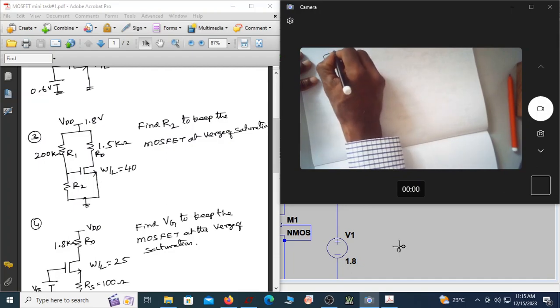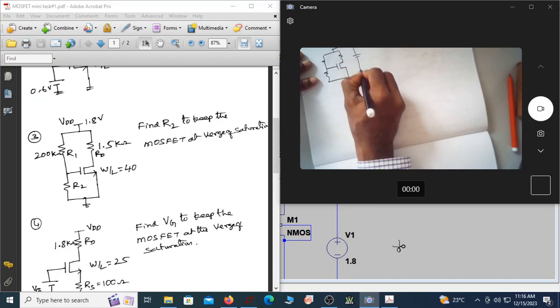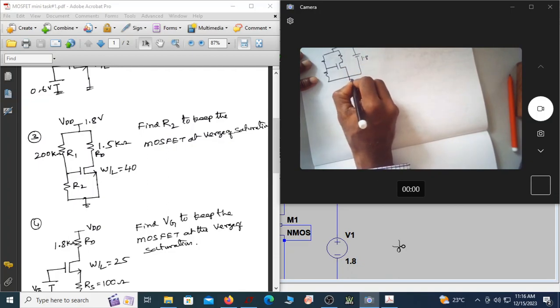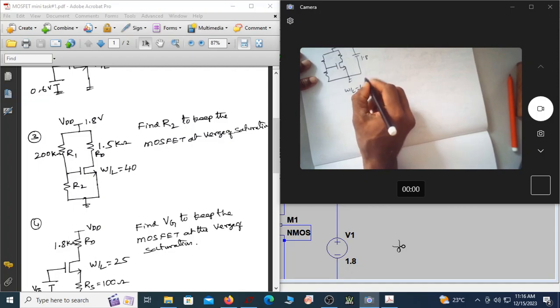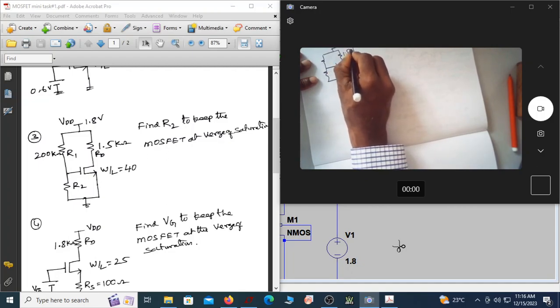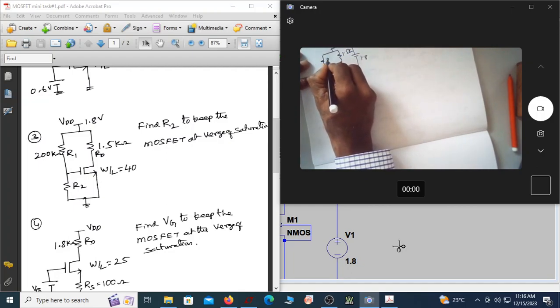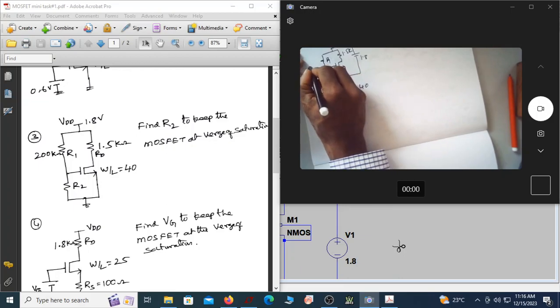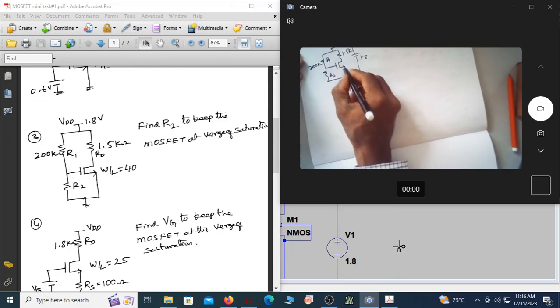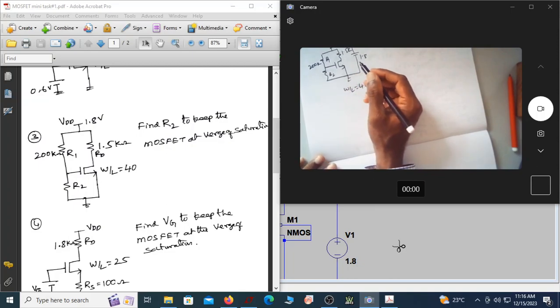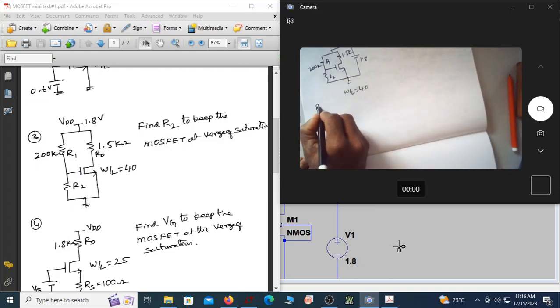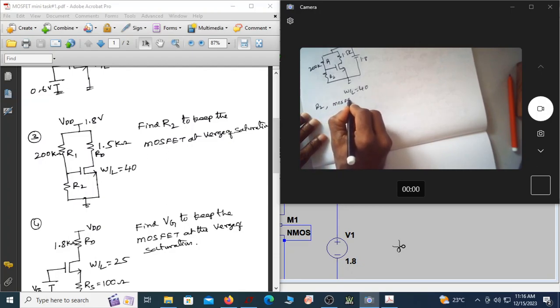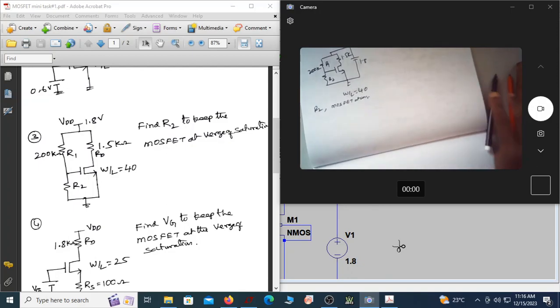This is again 1.8 volt, grounded. So this is W by L is 40, given. This is given as 1.5K. This is R1. This is R2. This is given as 200K. This is so and so. We are asked to find R2 to keep the MOSFET at verge of saturation.